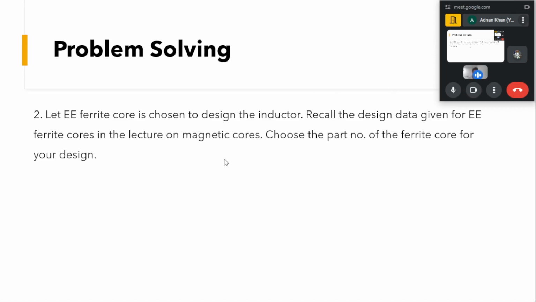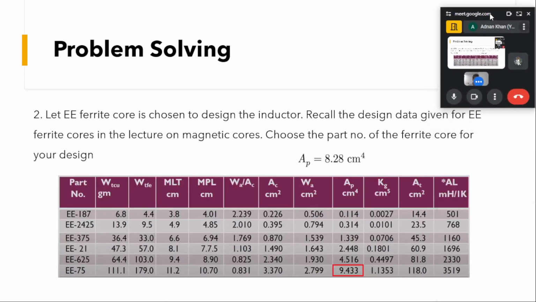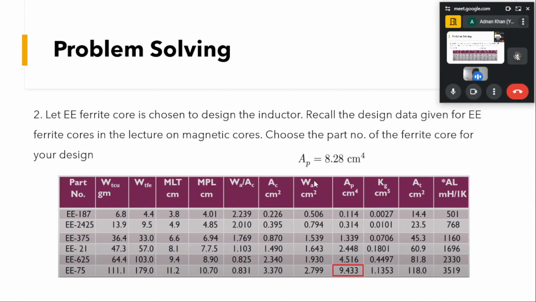Once we got the area product, now it is saying that an E ferrite core is chosen to design the inductor. Recall the design data given for E ferrite core in the lecture on the magnetic cores. Choose the part number. So now we have to choose the part number. The area product that we calculated came out to be equal to AP is equal to 8.28. As I earlier told, our area product should be at least equal to or slightly greater than this. If we can see, there are a number of cores that are provided. The first core's area product is 0.11, it won't satisfy.